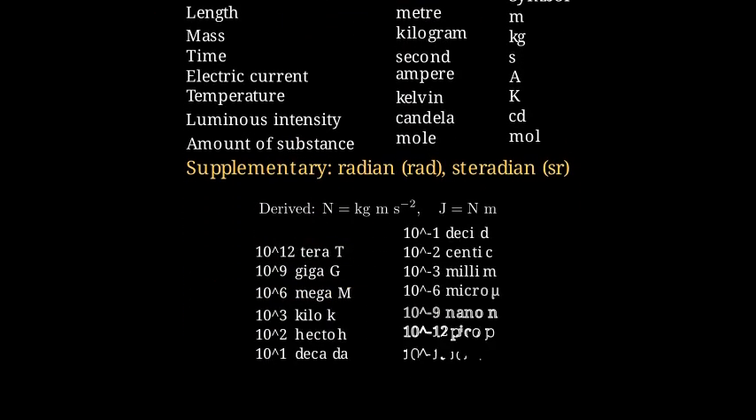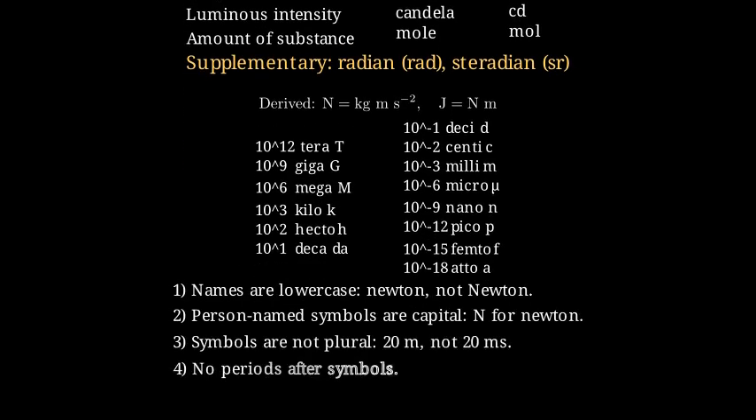SI prefixes scale units by powers of 10. Here are common prefixes from tera down to atto. A few writing rules. Unit names are lowercase, symbols for units named after people are capital, symbols are never plural, and we do not use periods after symbols.